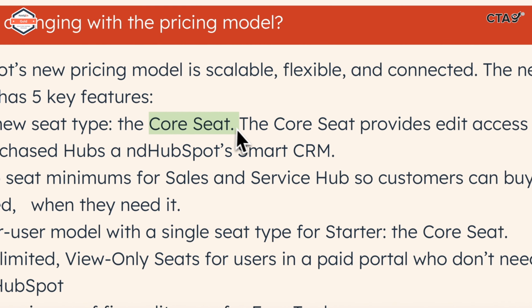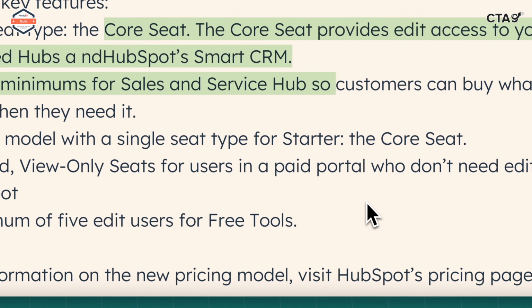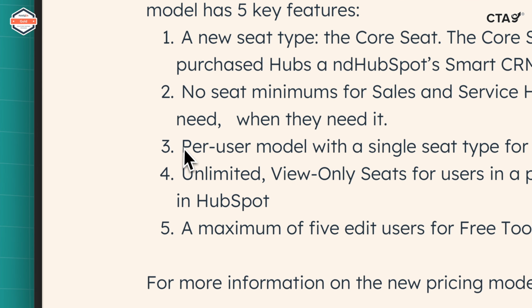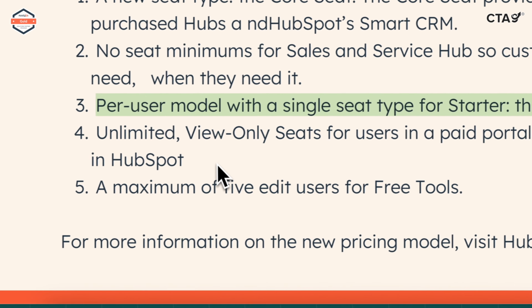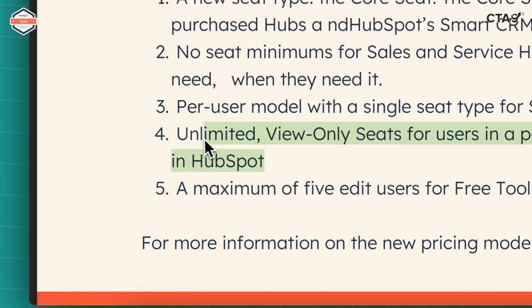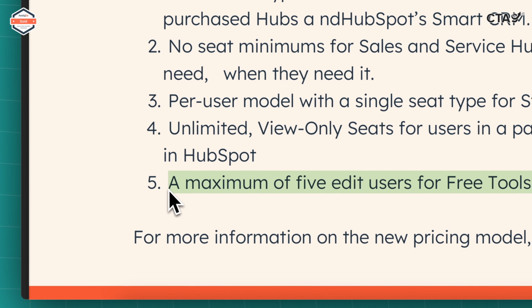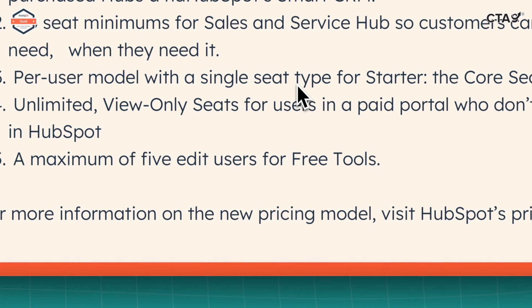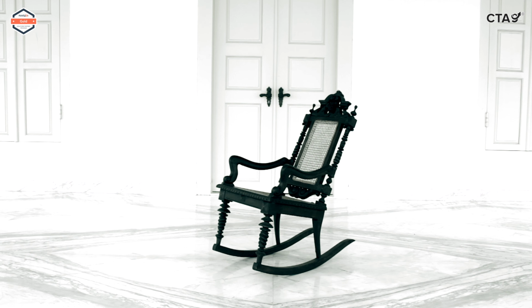The 3 new types of seats that HubSpot has introduced are core seats, view-only seats, and partner seats. Partner seats are free and unlimited for partner employees to gain edit access to client portals without having to pay for a seat. View-only seats are for non-editing users, which offer read-only access in their portal. And core seats provide users edit access to all of the features included in a subscription, including the CRM, except for features which are specific to sales or service seats.